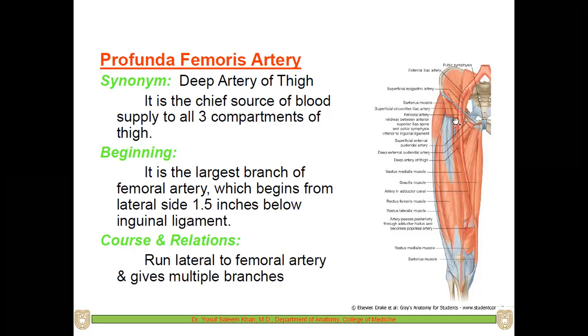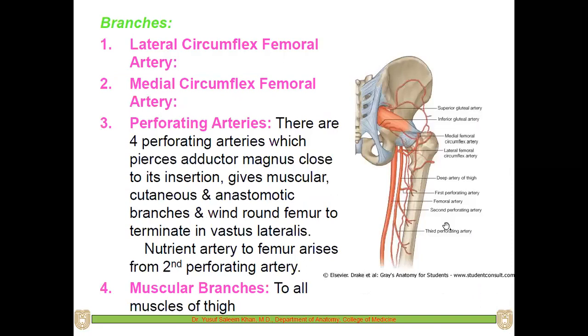So it comes from the lateral side, 1.5 inches below the inguinal ligament. What is the course and relation? It runs lateral to the femoral artery. As you can see here, it is running lateral to the femoral artery, and it gives multiple branches to all the compartments of the thigh. So it will supply all the muscles of the thigh itself.